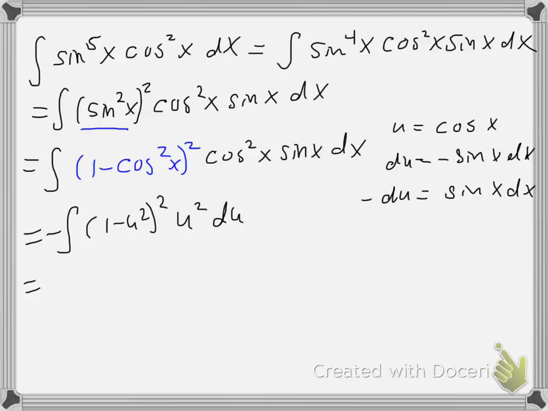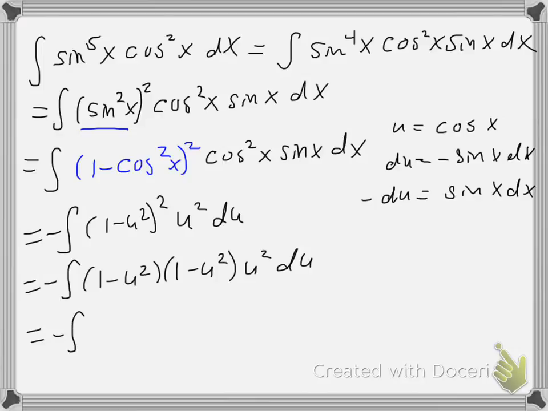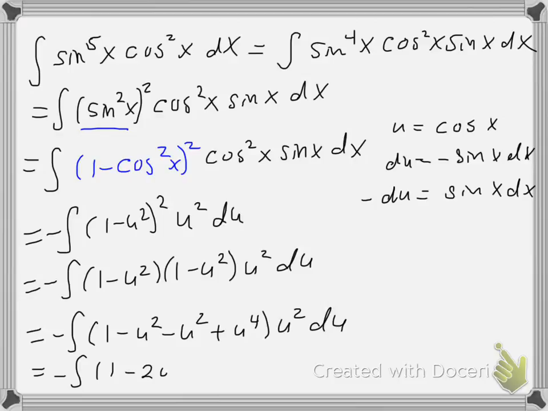Now working out the algebra, this is going to be negative the integral of 1 minus u squared times 1 minus u squared times u squared du, which will be equal to negative the integral of 1 minus u squared minus another u squared plus u to the fourth times u squared du, which will be equal to negative the integral of 1 minus 2u squared plus u to the fourth times u squared du, which will be equal to negative the integral of u squared minus 2u to the fourth plus u to the sixth du.